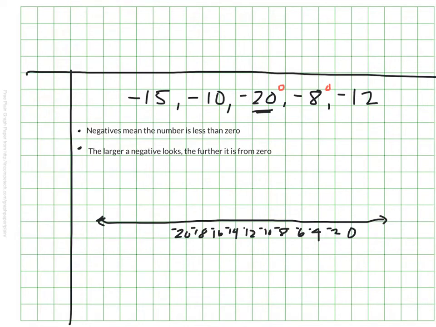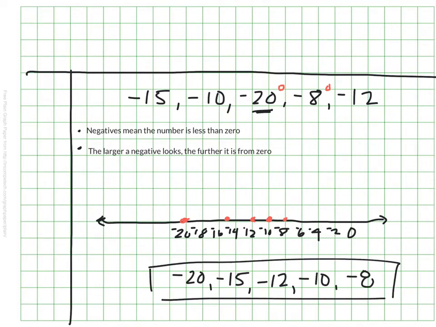Here's -15, which is in between -14 and -16. Here's -10, -20, -8, and -12. Now I have them all lined up, and remember, the numbers to the left are smaller than the numbers to the right. So that means -20 is the smallest, -15 would be next, -12, -10, and then finally -8. And this would be my numbers ordered from least to greatest.